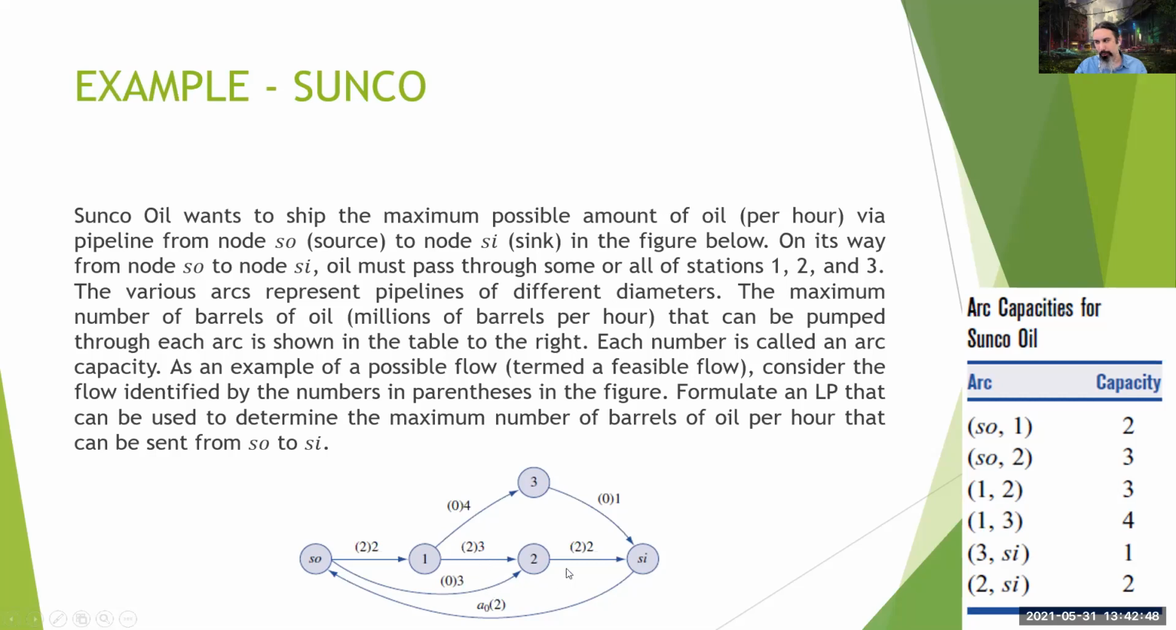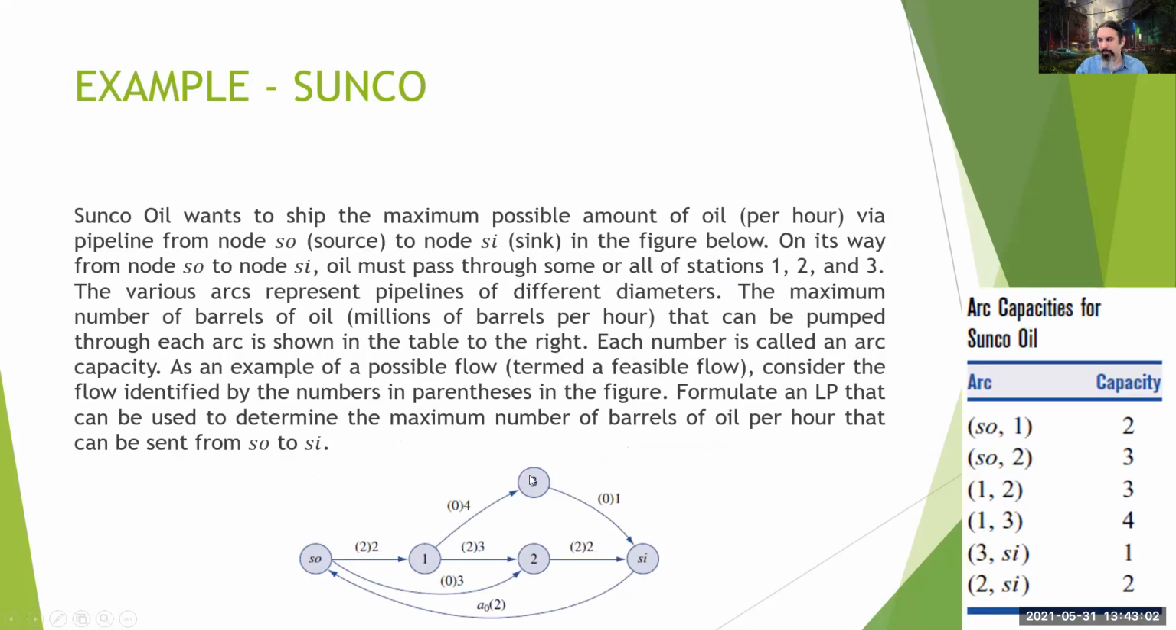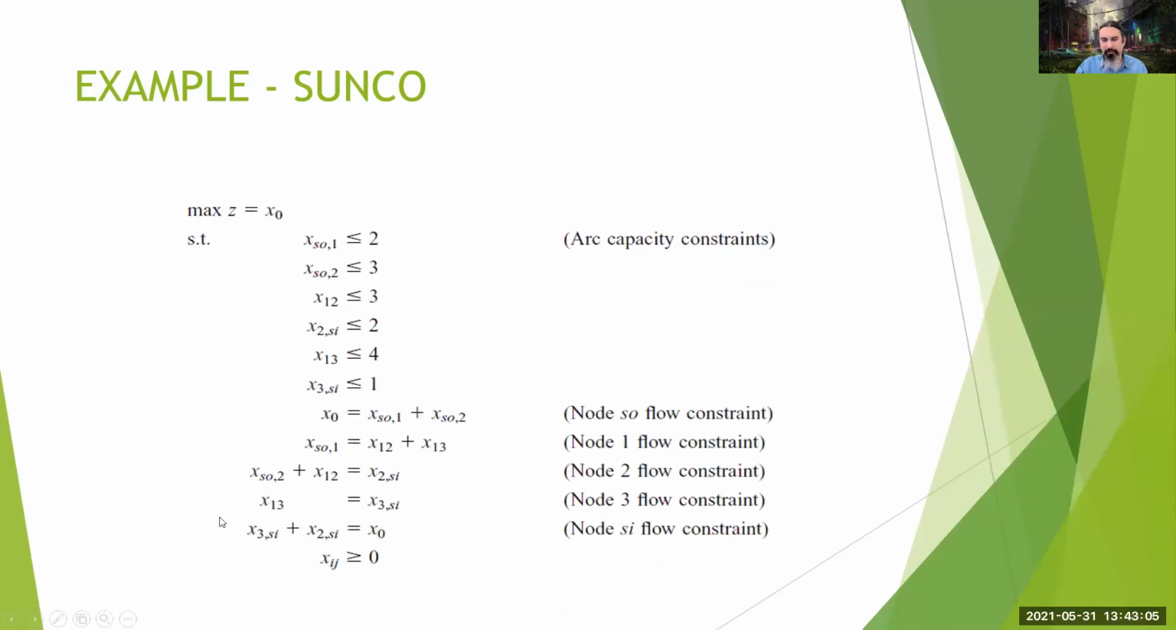So the sum of these two should be equal to this one, or this one should be equal to the sum of these two. So xSO1 is equal to x13 plus x12. And as you can see over here, there are 5 nodes, and all those 5 nodes should be constant.